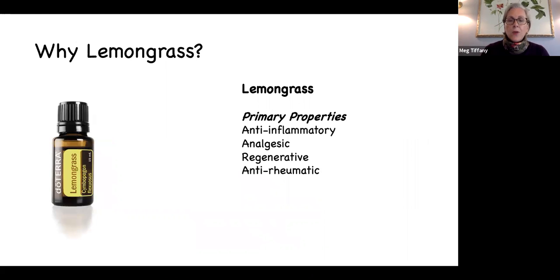Lemongrass is another wonderful oil. The primary properties in it is that it's another anti-inflammatory. It's another analgesic. It helps with regenerative activity, and it's anti-rheumatic. So again, you can layer these oils. If you choose to layer oils with all these great properties, you want to finish off either with the Deep Blue stick or the Deep Blue rub, which will help drive it in. You always want to use the oils first and then finish with the rub or the stick.